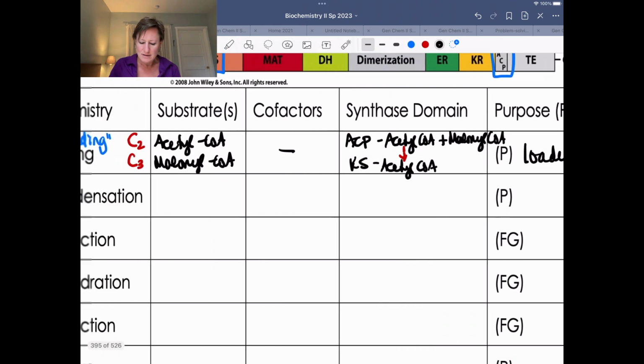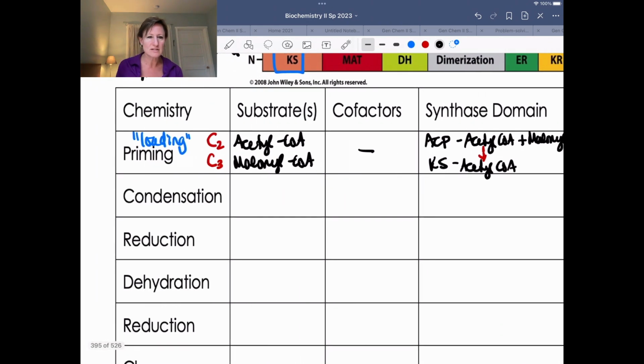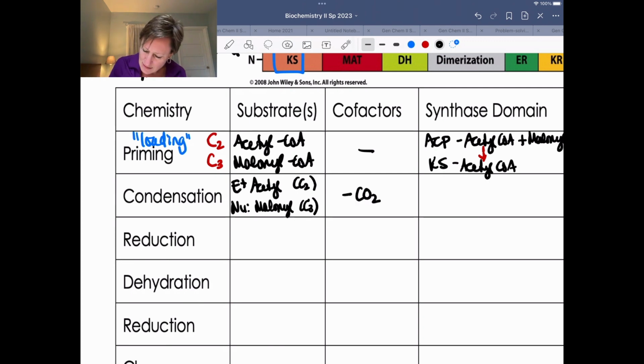All right, next step, this is where we do our chemistry step, our condensation step. We're going to have our electrophile, our acetyl group, that's going to be our C2 piece. And then we're going to have our nucleophile, which is our malonyl group, our C3 group. No cofactors are necessary specifically here, but what we see is we're going to lose CO2, and that's what allows us to make essentially a 2-carbon nucleophile.